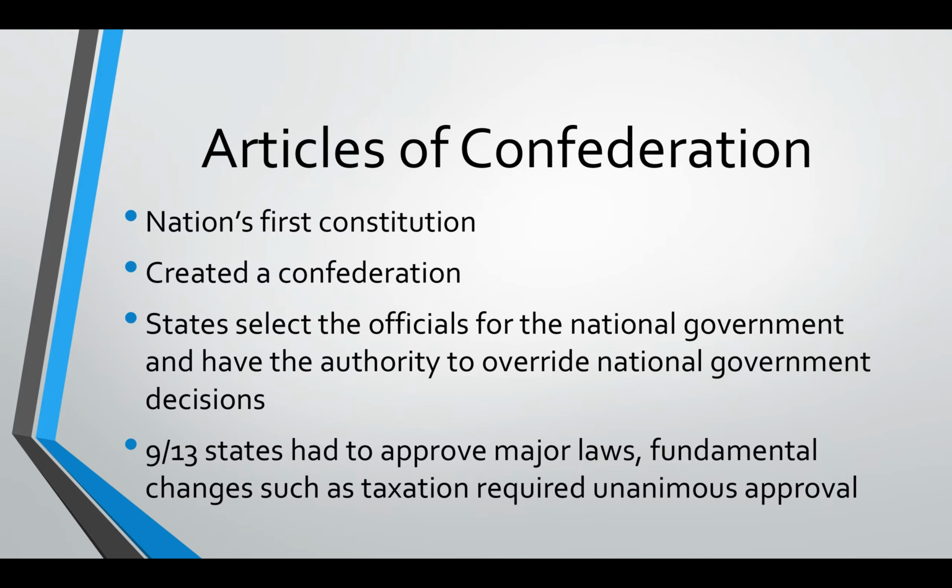The first Constitution of the United States was called the Articles of Confederation. This Constitution created a confederation, which is a highly decentralized system in which the national government derives limited authority from the states rather than directly from the citizens. The states selected officials for the national government and had authority to override national government decisions. In order for laws to be approved, 9 out of 13 states had to vote in favor, and fundamental changes, such as taxation, required unanimous approval.